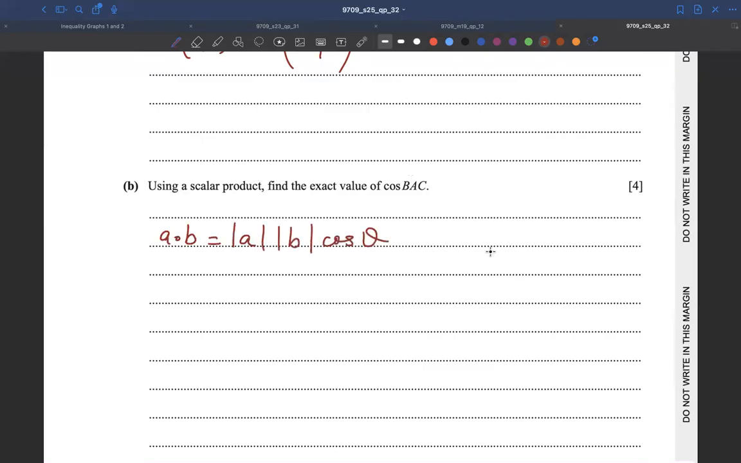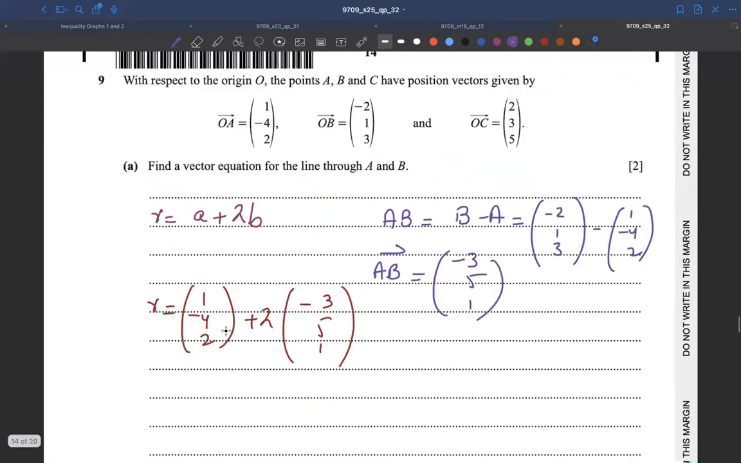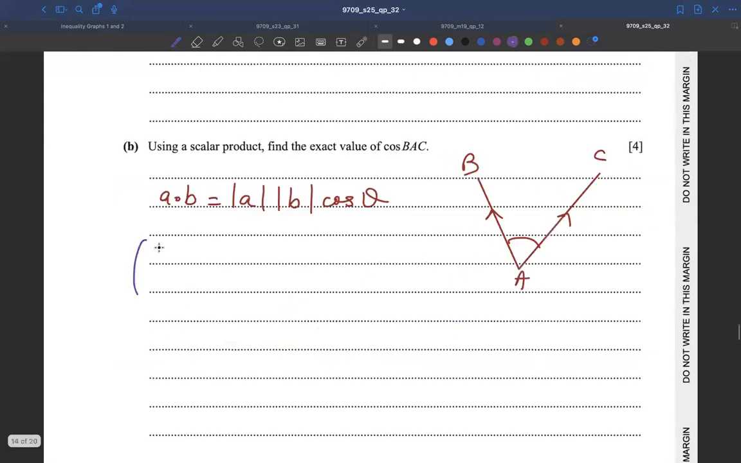And the two direction vectors that will be used are, so this is A over here, this is B, and this would be C, and this would be cos of BAC. So the two vectors would be AB and AC. We already have the vector AB that is minus 3, 5, and 1. So this is minus 3, 5, 1 times the second vector.